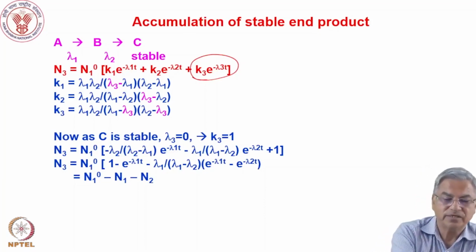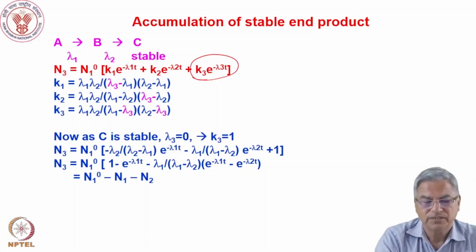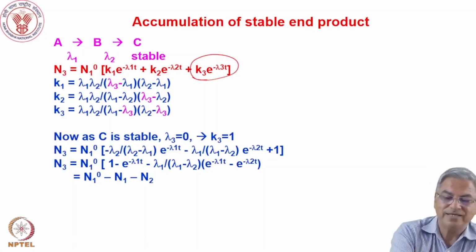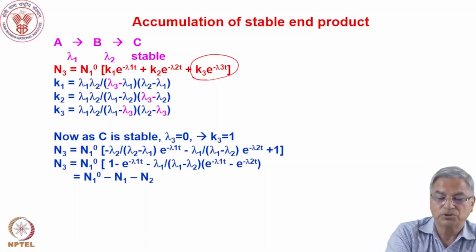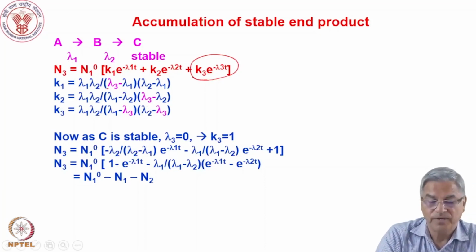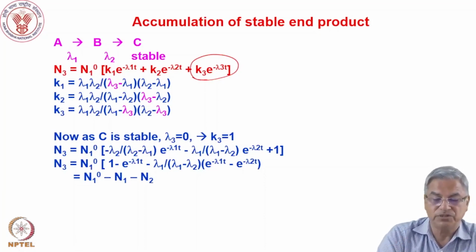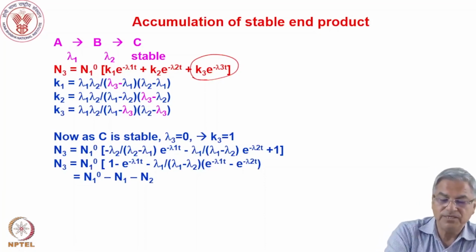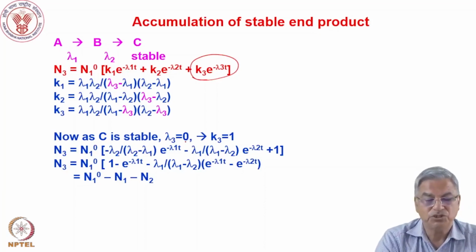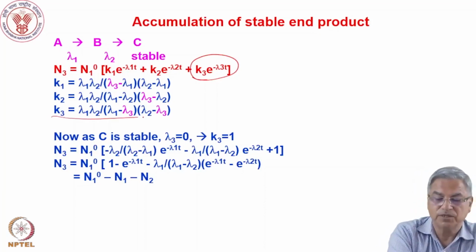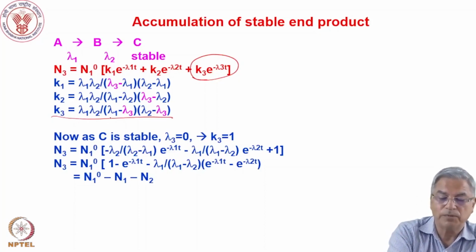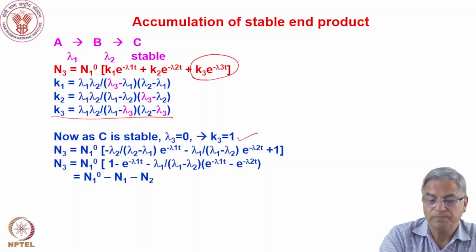The K1, K2, K3 terms are the same as we discussed on the previous slide, and I have highlighted this lambda 3 in those terms. This lambda 3 will become 0, and you can see the implication of this in this equation. So when C is stable, lambda 3 is 0, and therefore K3 becomes equal to 1. You can see here, if lambda 3 is put equal to 0, then it becomes lambda 1 lambda 2 upon lambda 1 lambda 2, that is equal to 1.